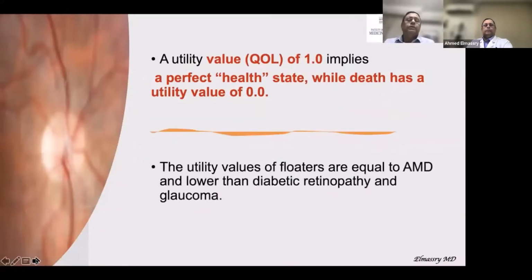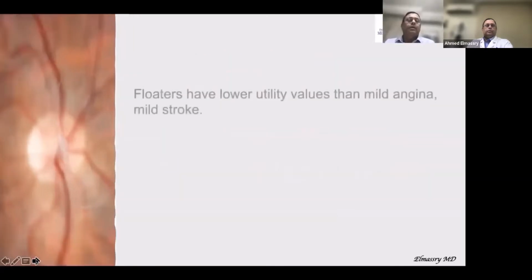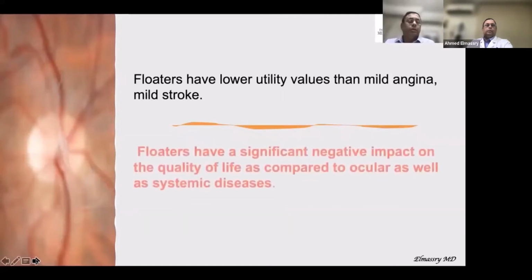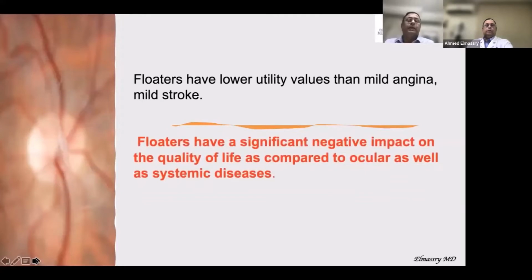The vitreous floaters' utility values are equal to age-related macular degeneration and lower than diabetic retinopathy and glaucoma. So compared to local diseases, the quality of life is affected as much as in AMD, glaucoma and diabetic retinopathy. And for systemic disease, the floaters have lower utility values than mild angina and mild stroke.